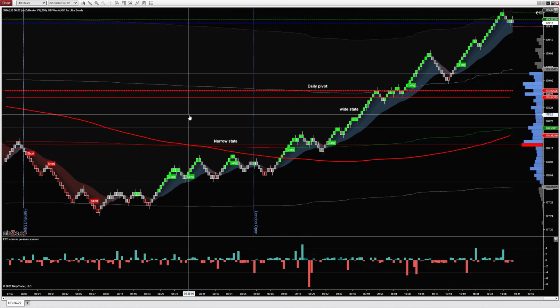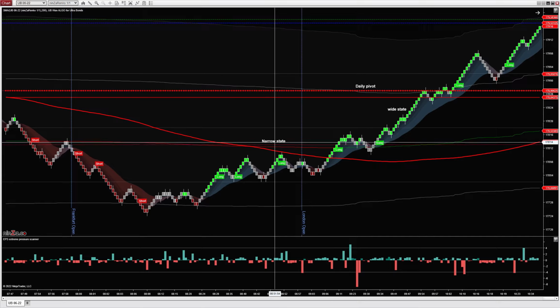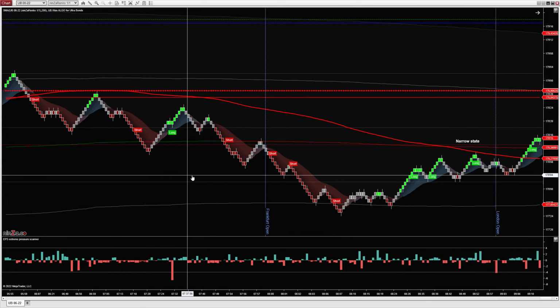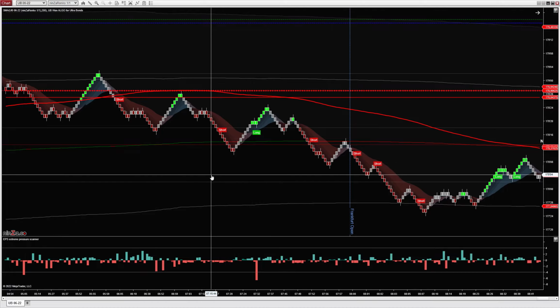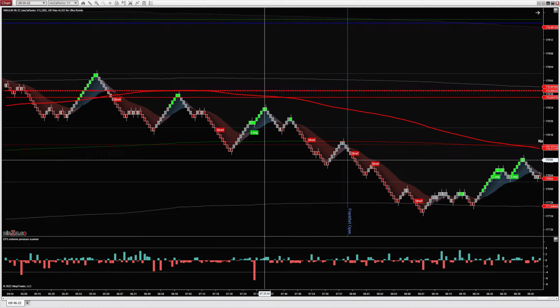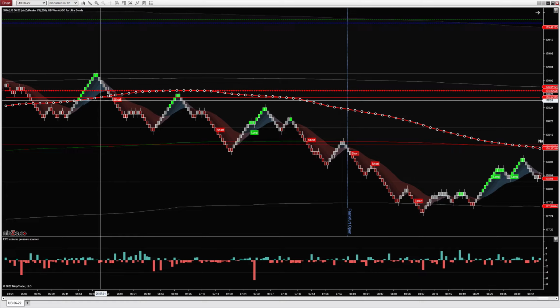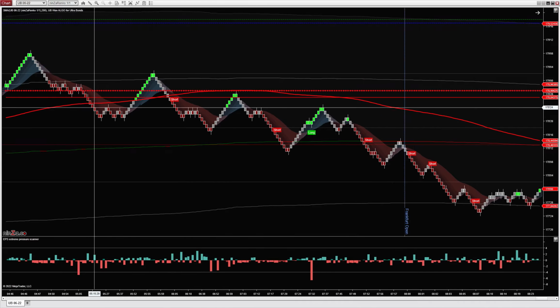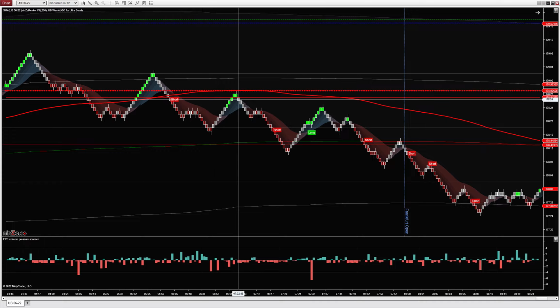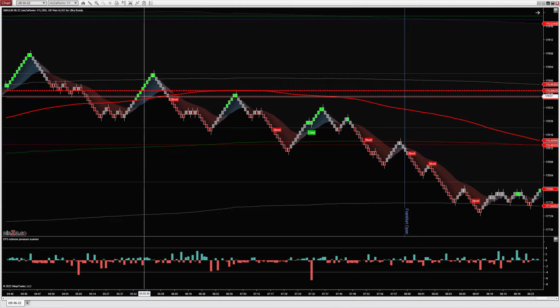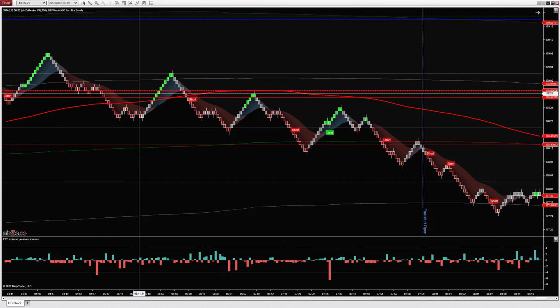The way I look at the market is first I check in what kind of state the market is. There are two kinds of market state: a narrow state and a wide state. This line here is a 200 SMA. And we got the cloud with the price. Price is pretty close to the cloud and pretty close to the 200 SMA. And this is called a narrow state.